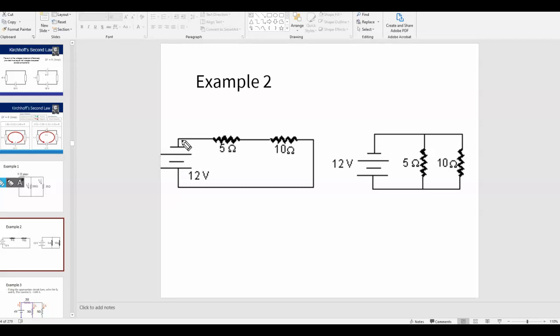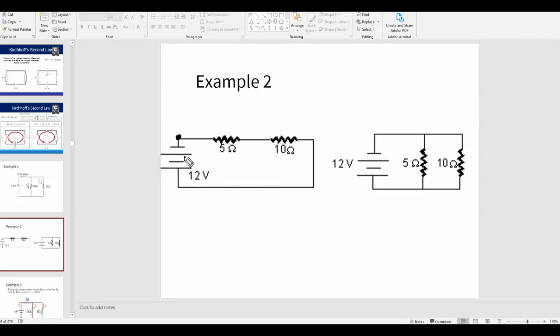Let's just go straight to the loop, and I'm going to start right here. I always like to start right by the cell. Honestly, it makes no difference where you start. It doesn't really even matter which way you go. I just prefer to go in the same direction as the current. And I know the current's going to go counterclockwise because it's going to come out of the positive side and go around to the negative side.